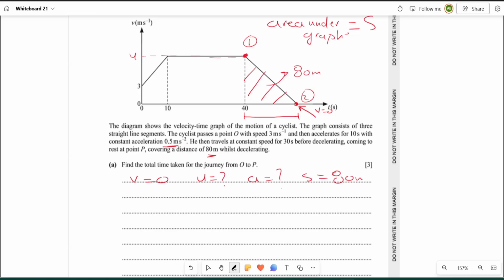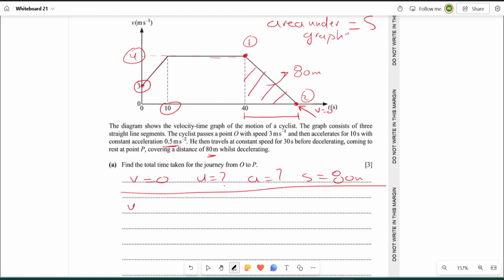So let me try and see how I can find U. U is basically the final speed of this segment over here, right? Over here, I know the initial speed, I know the time, and I know the acceleration, which is 0.5. So I can use that to find V. So let's hold on for a second, and let's write the things that we know for this first part.